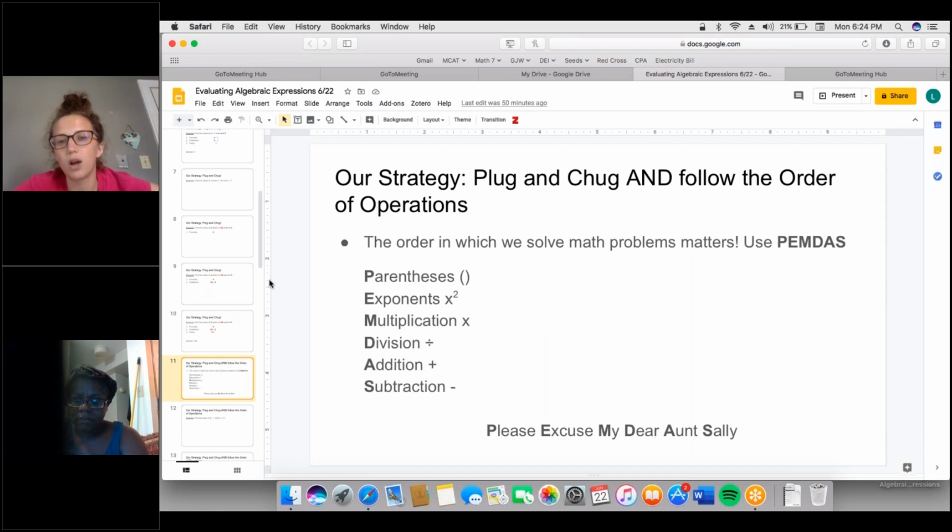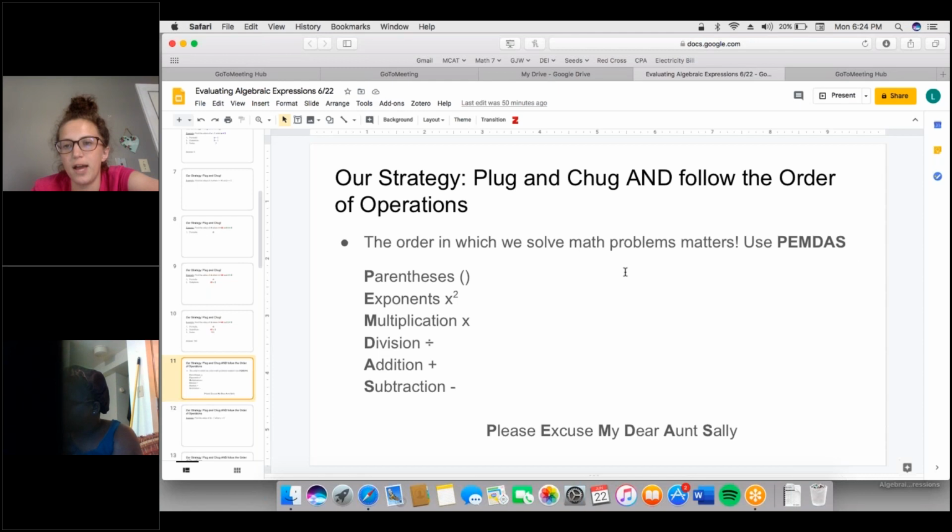So when we see more complicated problems, the other thing we're going to have to do is follow the order of operations. We do this when there's a problem with just numbers, and we also do this when there are variables. What this is telling us is that the order in which we solve math problems matters. We can't just solve them left to right. There are some operations, things we do to numbers, that get a higher priority and should go first above other things.